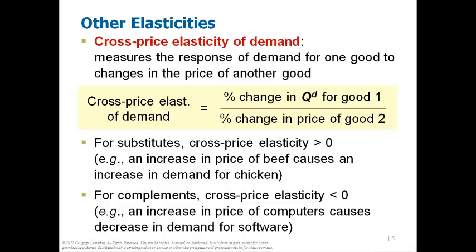And the opposite is true for complements. Remember, complements are things that tend to go together. So an increase in the price of one good is going to cause a decrease in the demand for the other good. So if the price of peanut butter goes up, the demand for jelly goes down. So these two things move in the opposite direction for complements.